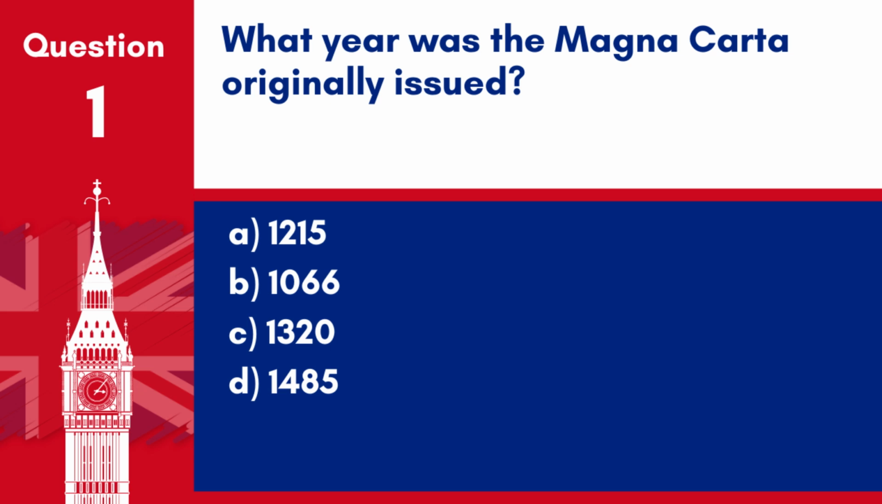Question 1. What year was the Magna Carta originally issued? A. 1215, B. 1066, C. 1320, D. 1485. Answer: A. 1215. The Magna Carta, a cornerstone of modern democracy and justice, was originally issued in the year 1215.